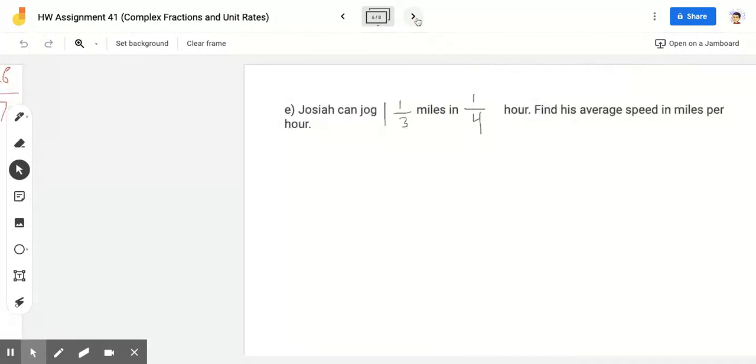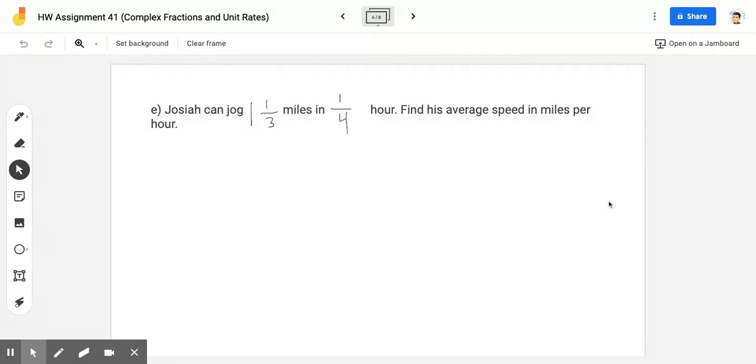Let's keep it going. Let's see a word problem. Josiah can jog 1 1/3 miles in 1/4 of an hour. Find his average speed in miles per hour. So take a look at what we're looking for. We're looking for miles per hour, which is miles over hours. So let's write that out. 1 1/3 miles in 1/4 hours. So this is 1 1/3 over 1/4.